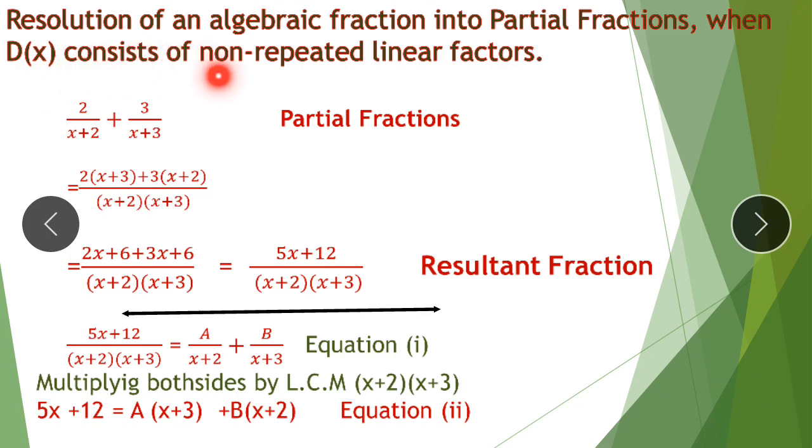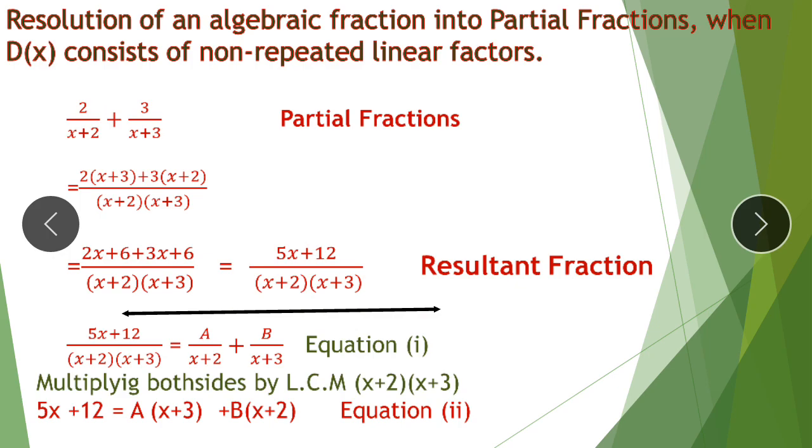This is an example here. These are the partial fractions. Two fractions are given, and in between we can see a plus sign. So we can take the LCM, x plus 2 and x plus 3. In the numerator, with 2 we will have x plus 3, because x plus 2 will be divided, then plus 3, and with 3 we will get x plus 2 here. By multiplication we will get this expression, and when it is added, 2x plus 3x will be 5x, and 6 plus 6 will be 12. So by addition of these partial fractions, we got a resultant or single fraction.